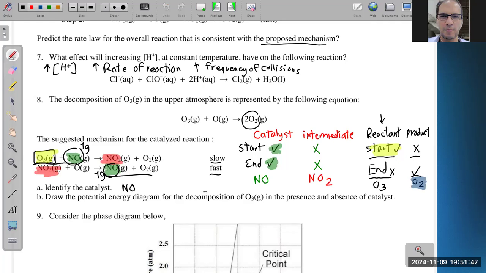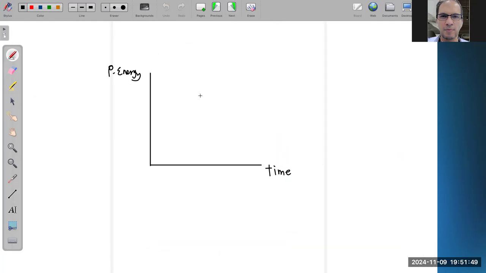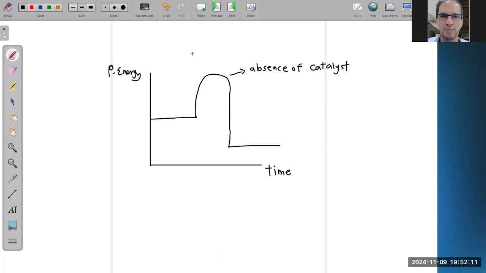Okay, so let's just imagine that this is an exothermic reaction. So I will start with my reactants and I will end with my product. So this is my product. And this is the hump at the beginning. This one is the absence of the catalyst. There is no catalyst here.